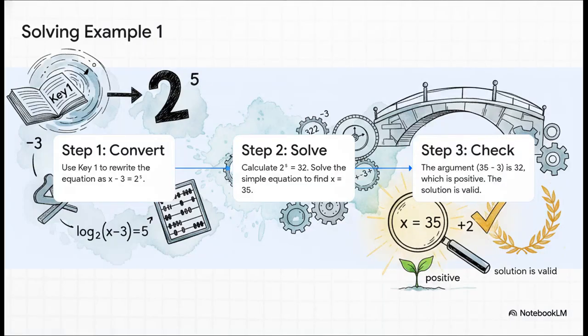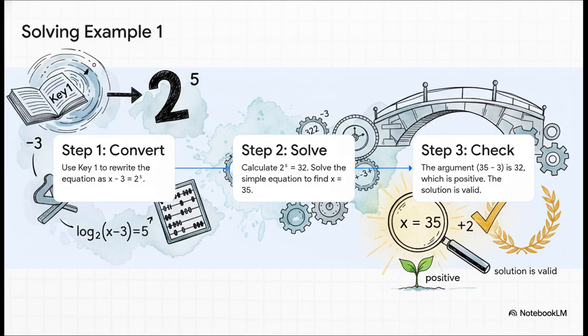Let's walk through it. First step, we convert. We use our first key. The base, 2, swings over and becomes the base of the exponent. So we rewrite this as x minus 3 equals 2 to the power of 5. Easy. Step 2, we solve. Well, 2 to the 5th is 32.